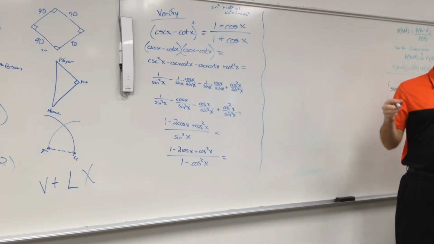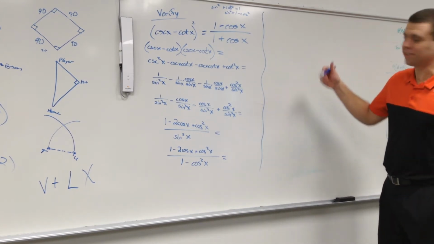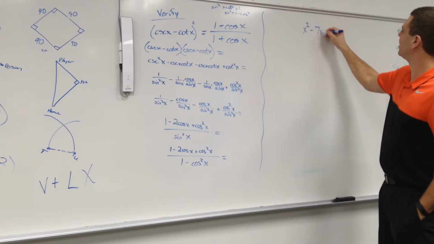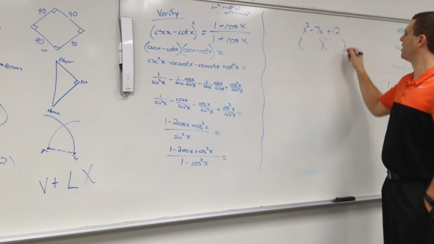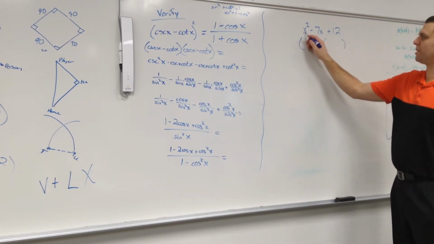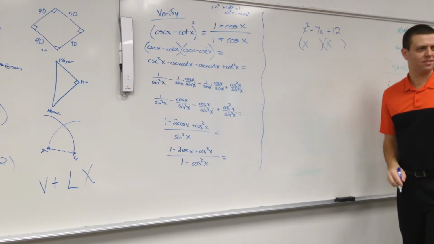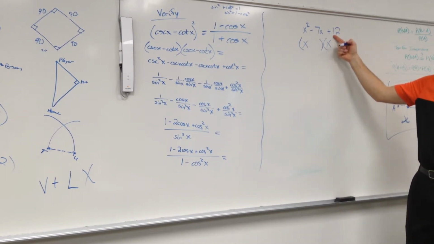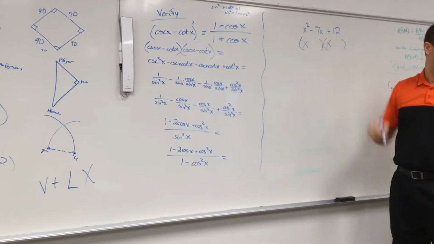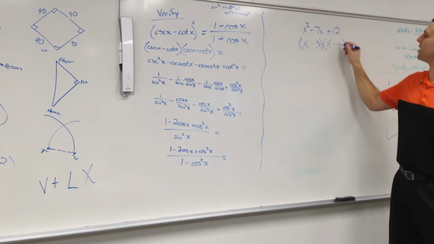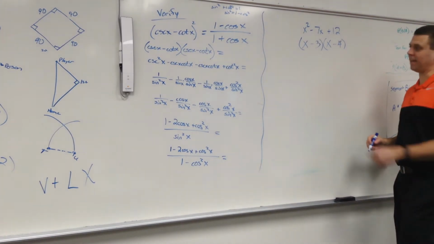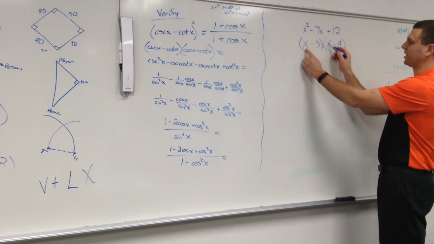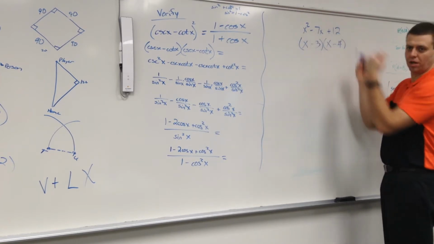Okay? Quick refresher on some factoring. What multiplies to x squared? x and x. What two numbers multiply to positive 12 but add to a negative 7? Negative 3 and negative 4. Recall that? Okay, if you would distribute it back out, you get x squared minus 4x minus 3x plus 12, which is what you started with.